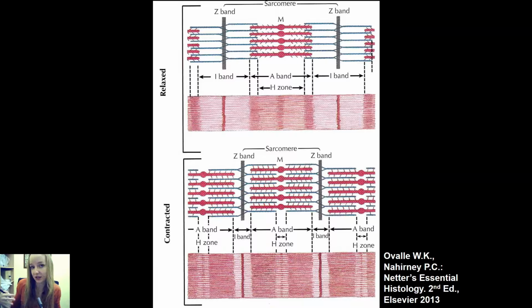because they're not overlapping. But in a state of contraction, the Z lines are moving together because thin filaments are moving to the thick filaments, which are attached in the middle. So this I band is thinner in contraction, also the H band is thinner, and everything is very tightly connected together, because these thin filaments are moving this way to the middle of thick filaments. So this is how it looks.